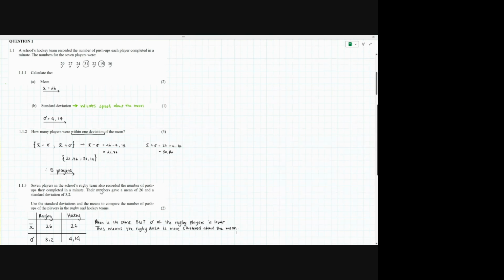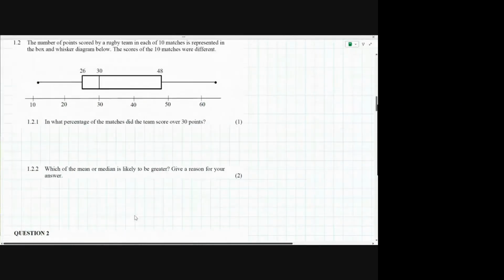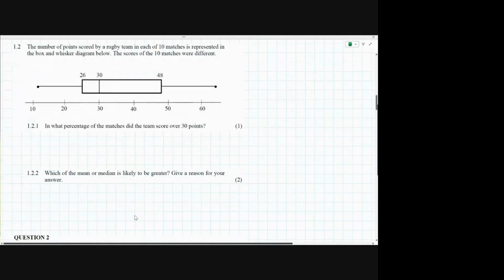Right, then one of the visual representations within statistics that you need to be comfortable with is a box and whisker. So if we have a look at 1.2, we have a box and whisker here that is representing the number of points scored by a rugby team in 10 matches, which is shown below. And then it tells us that the scores of the 10 matches were different. So basically, no match produced the same score. Makes sense. Rugby, generally, your scores are not the same. So no score was the same.